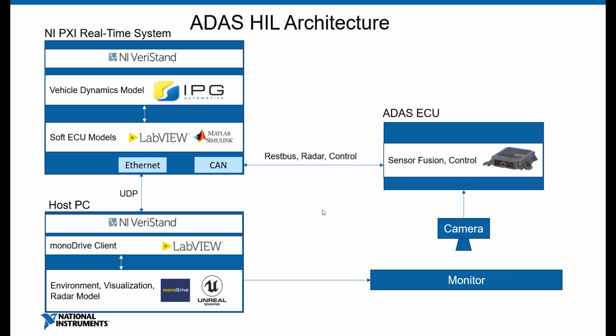On the right-hand side, we have the ADAS ECU, which is responsible for performing sensor fusion and implementing some kind of control using the data which we are providing over the CAN bus. We can also have a camera pointing towards the monoDrive simulator screen and giving feedback to the ADAS ECU. For this particular demo, we do not have the physical ADAS ECU, so we are going to use the soft ECU models to implement a kind of control and demonstrate how we can simulate the sensor data from multiple simulation softwares available in the market.